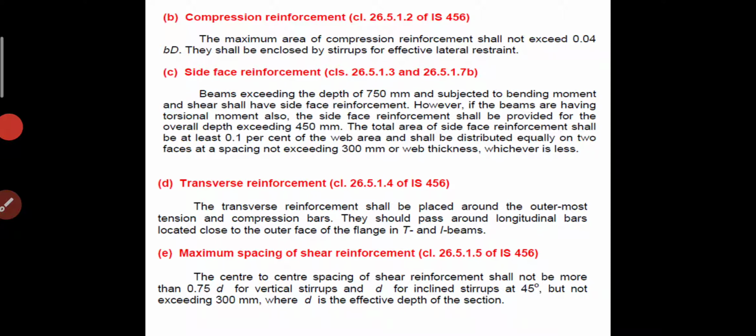Compression reinforcement. The maximum area of compression reinforcement shall not exceed 4% of the overall area. They shall be enclosed by stirrups for effective lateral restraint.